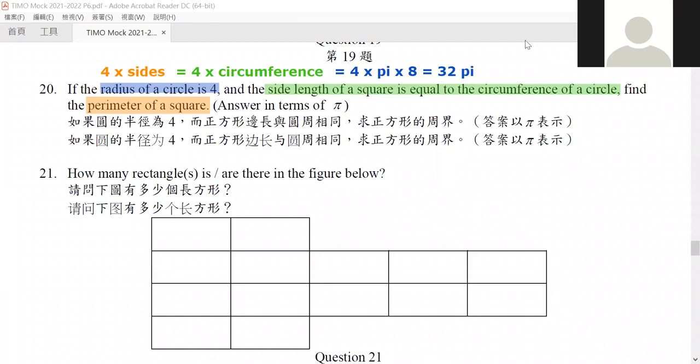Now let's go to our question 21. How many rectangles are there in the diagram? Now there are two different methods of counting this. One is using the inclusion-exclusion principle, which unfortunately is a little bit difficult. So instead, we will use a much more basic method, which we simply call count by sizes, count by area.